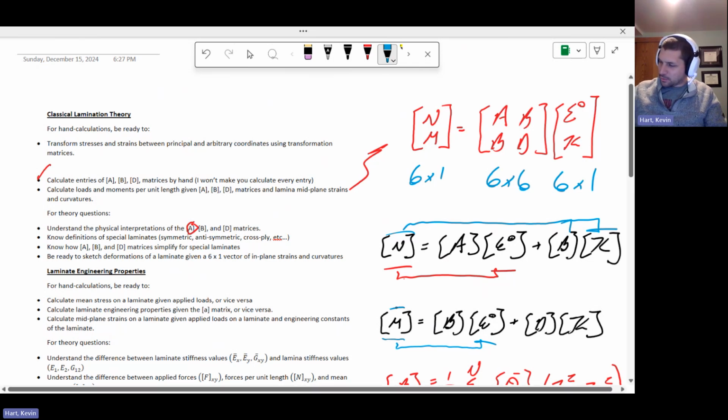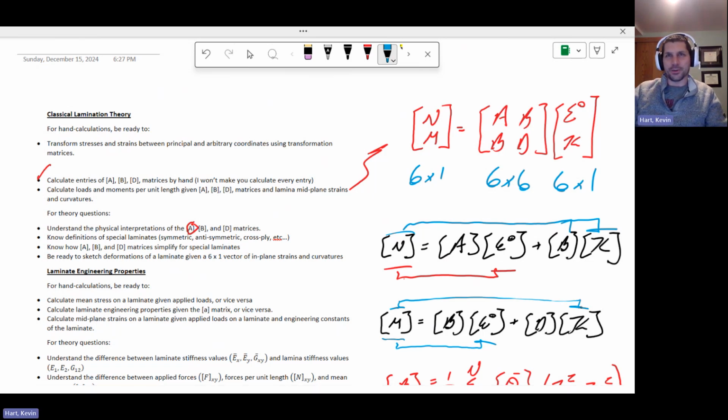Finally, the D matrix will be a little bit easier to understand. The D matrix relates moments to curvatures. It's something that you would expect even from isotropic materials, where I apply some bending moment and then I get some curvature out of my material. It's very common to see that in isotropic materials, so hopefully that makes sense. Very large entries in the D matrix mean that it takes a large amount of moment to create a small amount of curvature. So the larger the D matrix is, the less curvature you'll get for the same applied moment. Okay? So that's understanding the physical interpretations of these particular matrices.